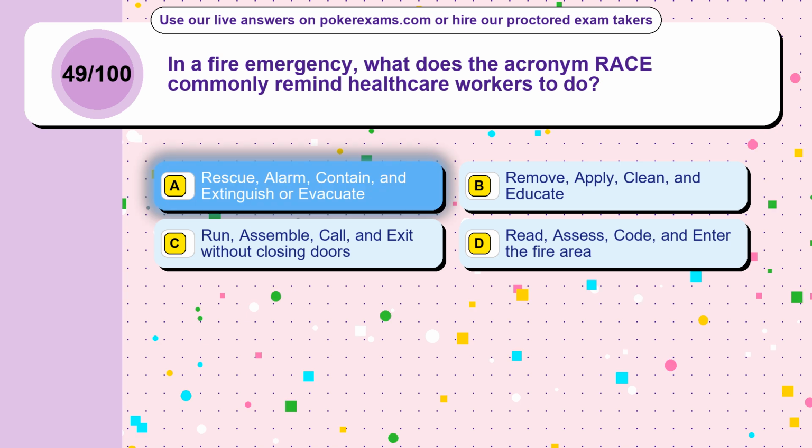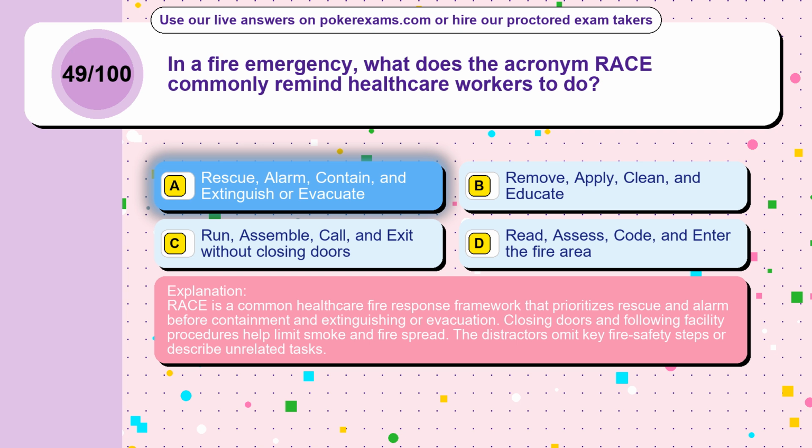The correct answer is option A. Rescue, alarm, contain, and extinguish or evacuate. RACE is a common healthcare fire response framework that prioritizes rescue and alarm before containment and extinguishing or evacuation. Closing doors and following facility procedures help limit smoke and fire spread. The distractors omit key fire safety steps or describe unrelated tasks.